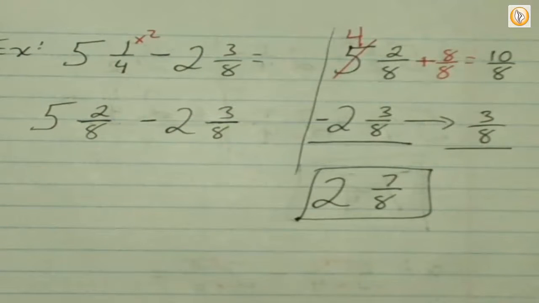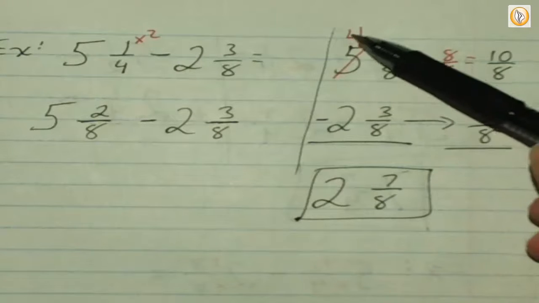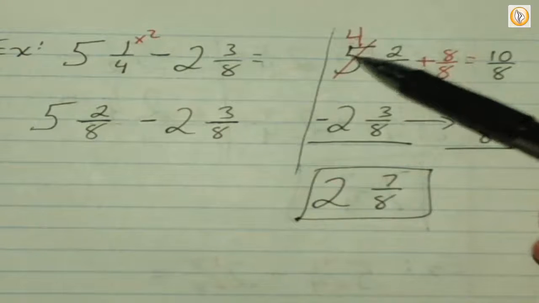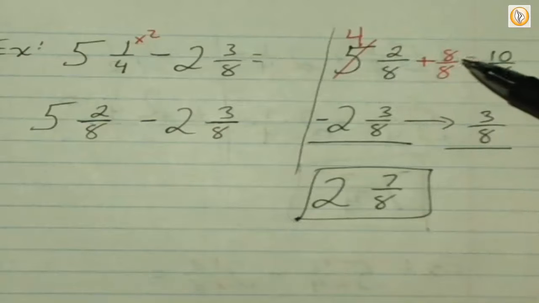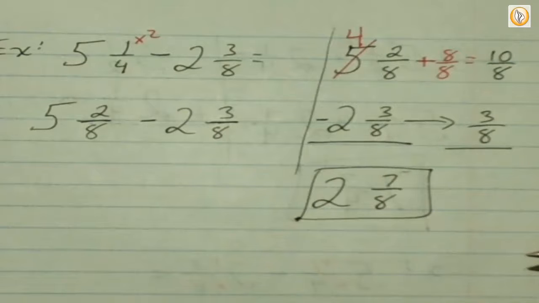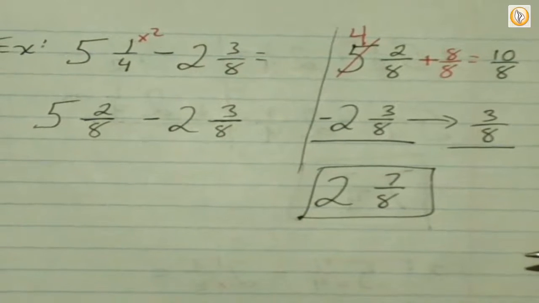Do y'all understand that method? If you subtract and you have to borrow, you take one whole away from the whole number, and you add a whole based on the denominator so that you can then subtract. Any questions? No? Okay.